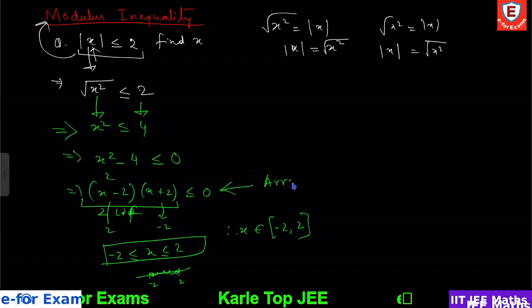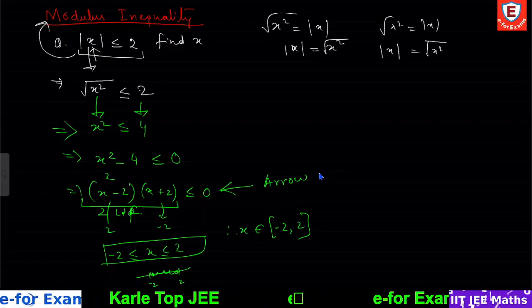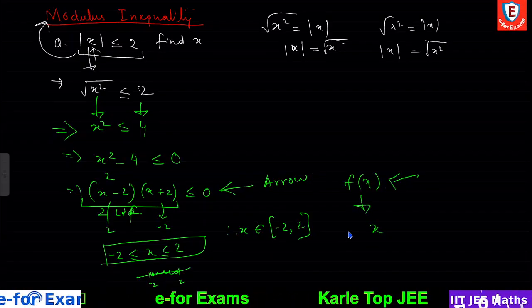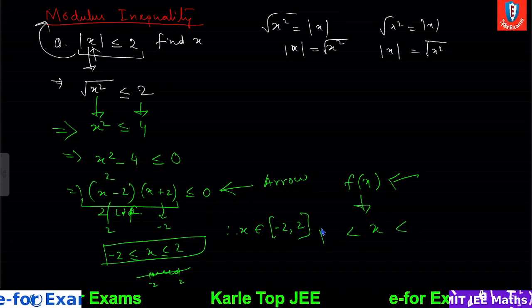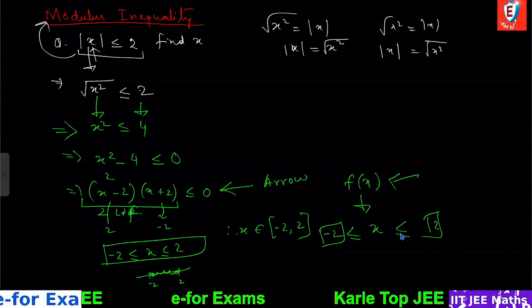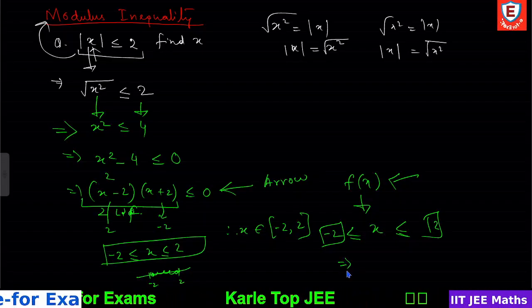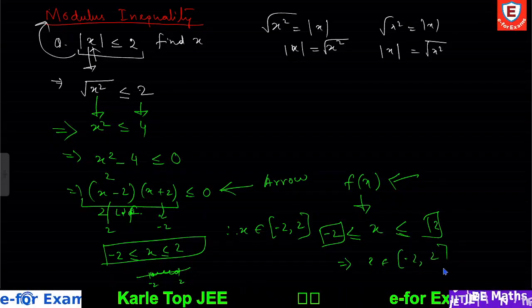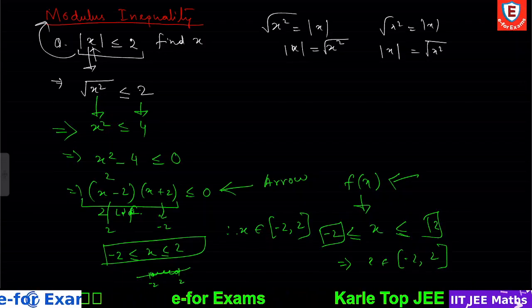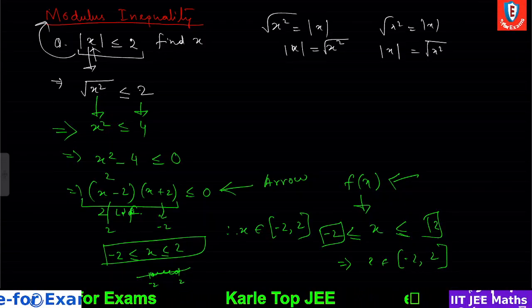Here the arrow is coming towards the function. The function is here, the arrow is coming towards it, so the solution lies between. x will be this. The solution format will be this. The critical points are minus 2 and 2. The equal to sign is there, so I'm using equal to. This is nothing but x belongs to the closed interval minus 2 to 2. Got it? So let us do some more examples, then you will know this easily.